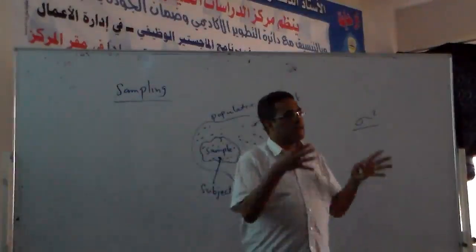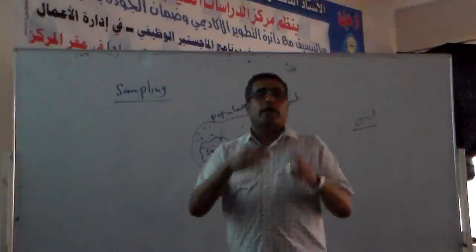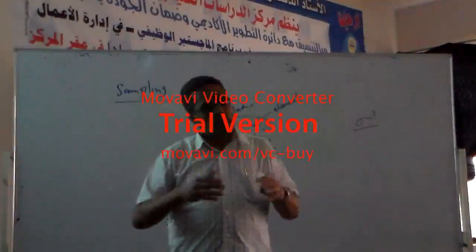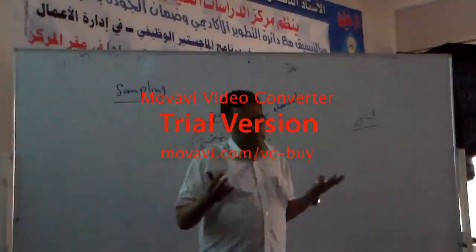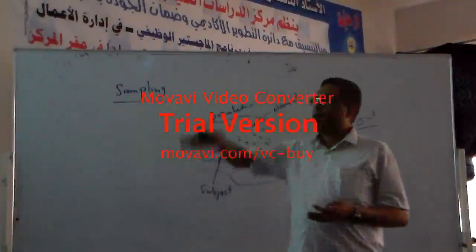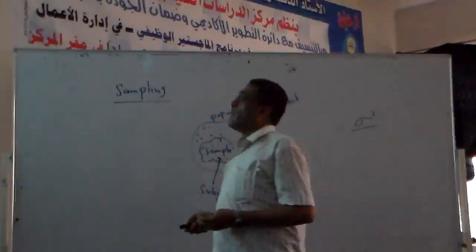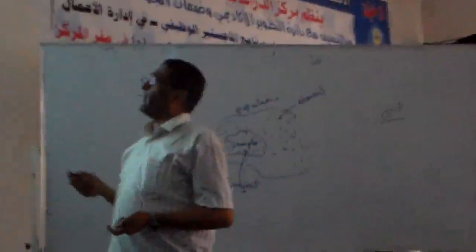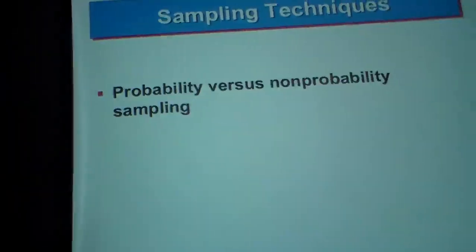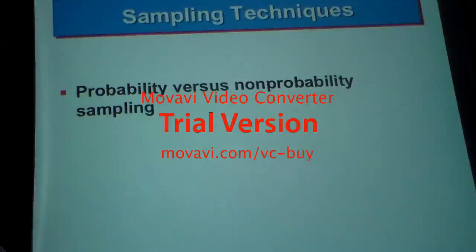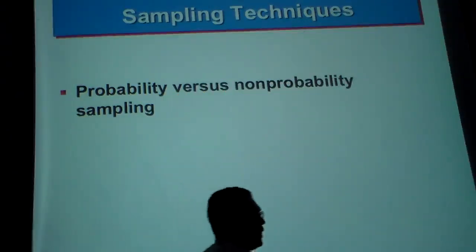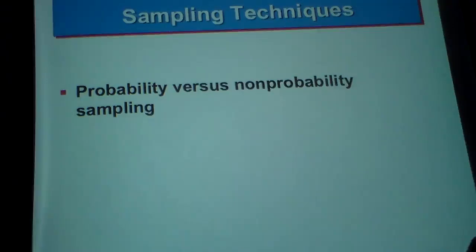The elements inside the sample itself should be homogeneous, but the elements among different samples should be heterogeneous. And we will see what are the ways or approaches that will be used for sampling. Sampling techniques: what are the techniques used for sampling? Generally, we have probability and non-probability.